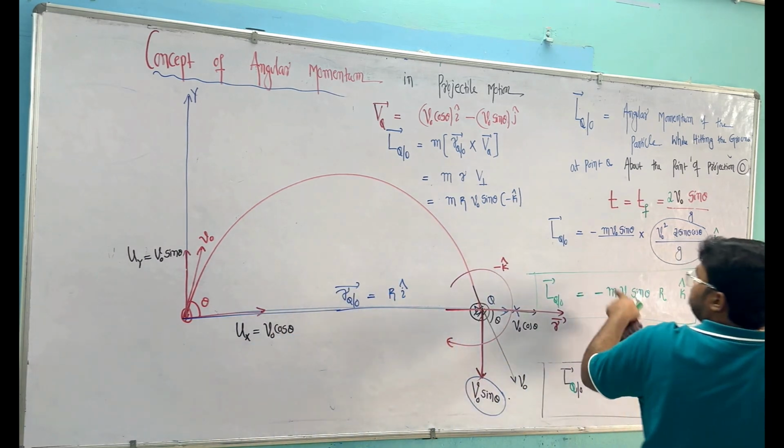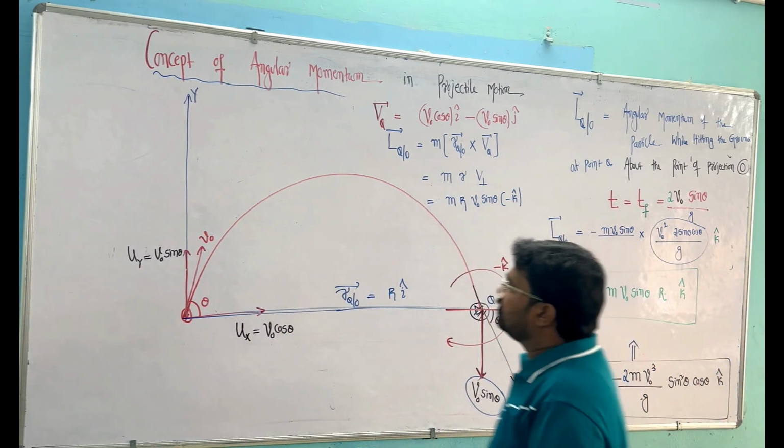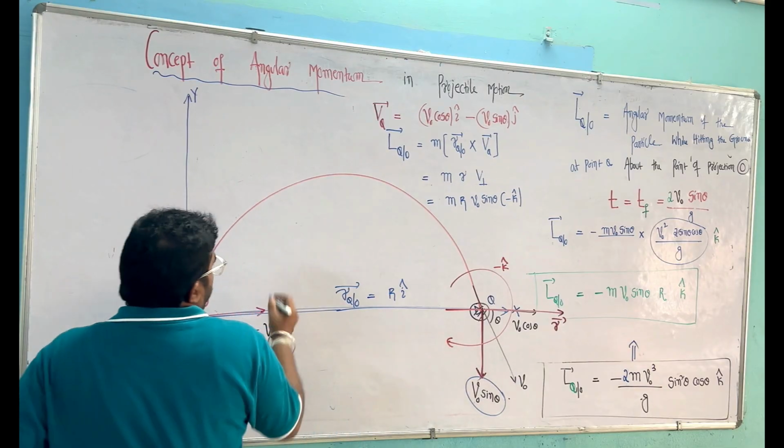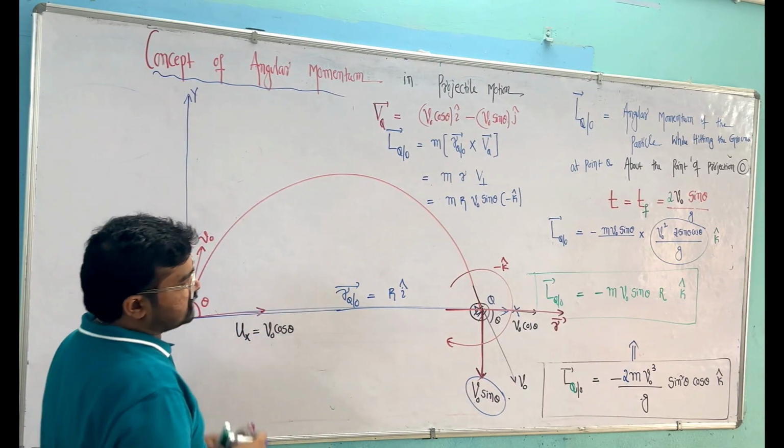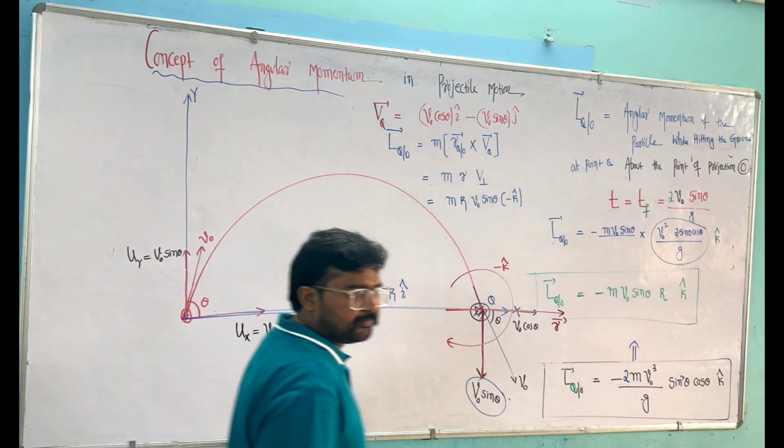MR V naught sin theta. R equal to how much? MR V naught sin theta. Are you getting the same?